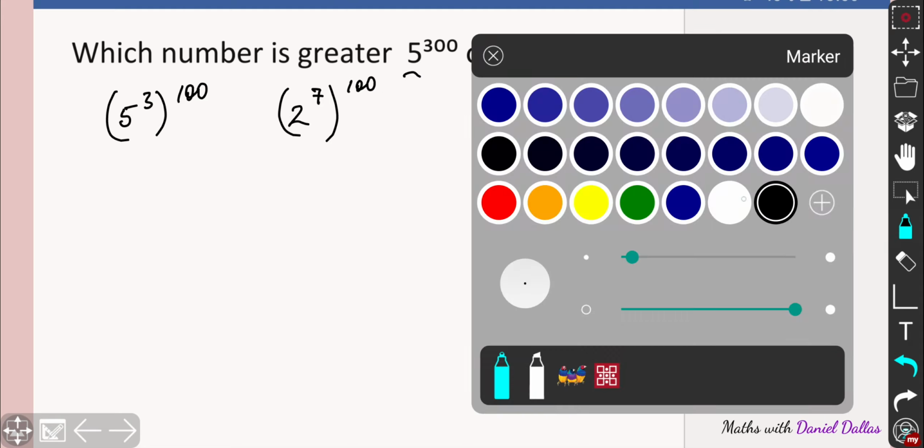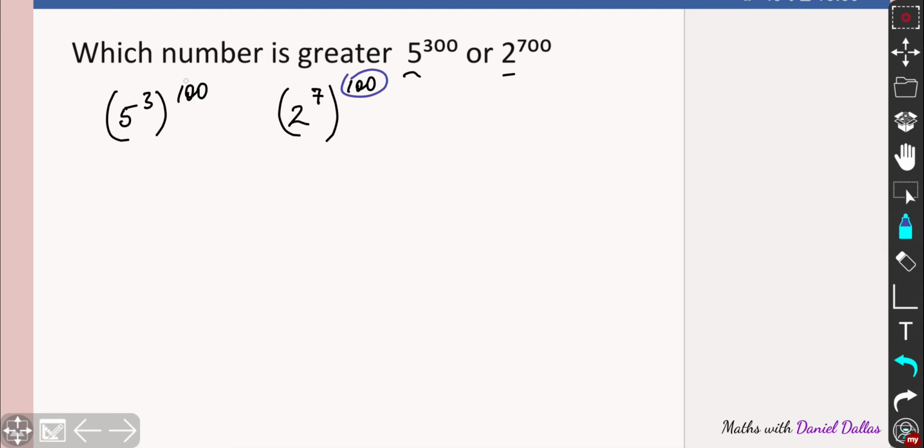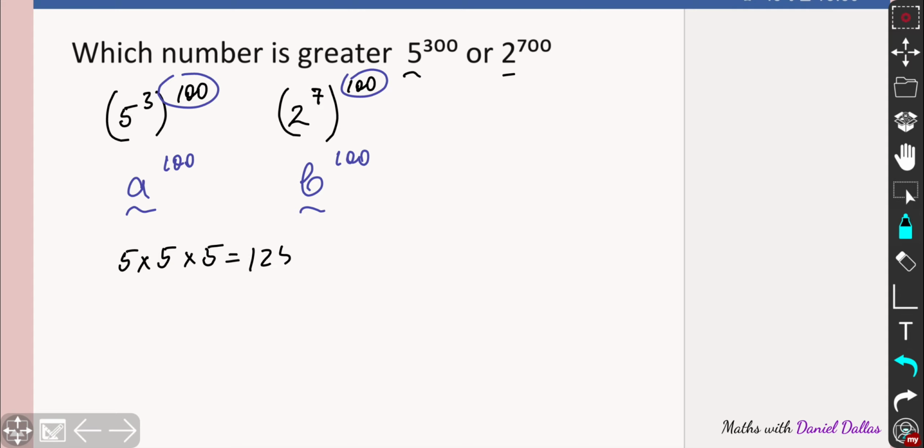Now we see that the external powers are the same. So if I mark 5 cubed as A and 2 to the power 7 as B, we'll get the expressions A to the power 100 and B to the power 100. So powers are aligned, so that's why you can make a comparison of the bases themselves. Let's do this. 5 cubed is simply 5 times 5 times 5, so that means you'll get 125.